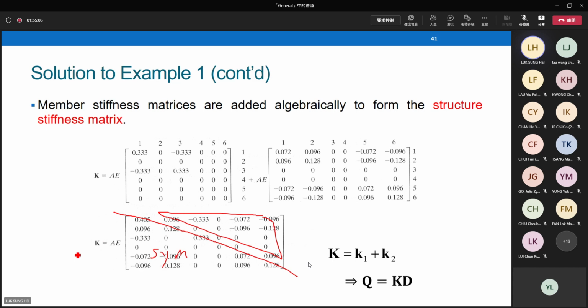So this is the answer of this question. Example 1, we just want to know the element stiffness matrices and the structure stiffness matrix. Okay. The code numbers are arranged in ascending order, 1, 2. I did not put it right.